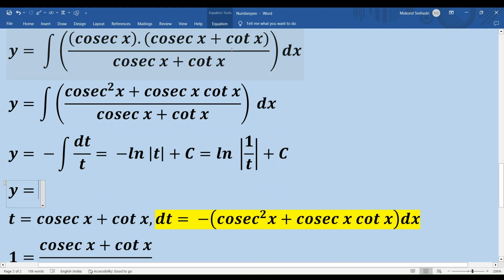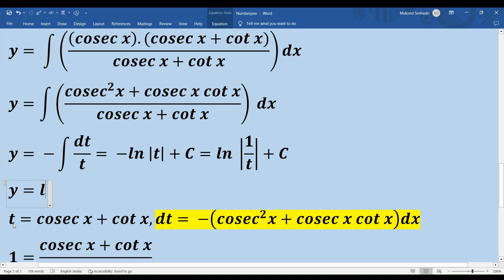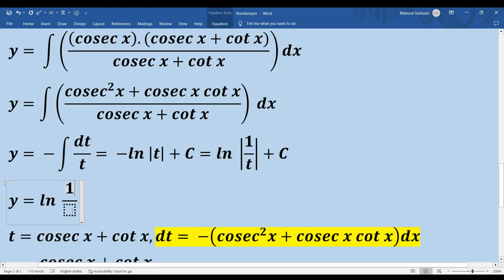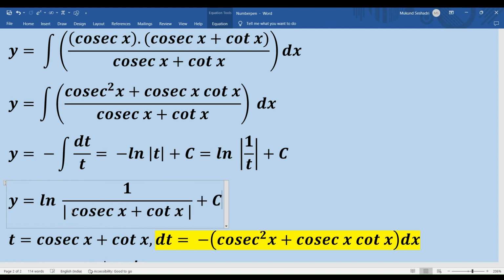I cannot leave my answer in terms of t. I'll have to put back everything in terms of x, right? Now I have my answer as ln of, I know that my mod of 1 is nothing but a 1. I can pull the 1 out of the mod. But then before that, you see that we have a cosecant x plus cot x, right? So is there a better way to represent my final answer is what I want you folks to think through, because my answer looks like it is ln of 1 by mod of cosecant x plus cot x, right?